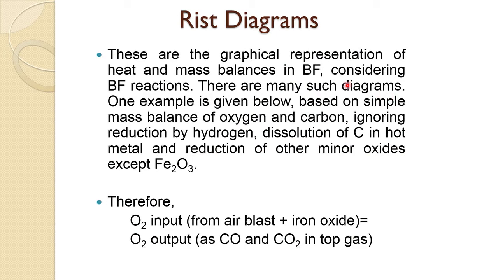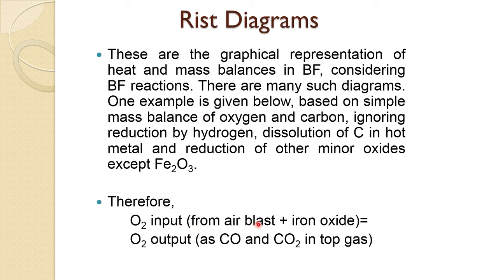And there are many such diagrams. So, one simple example is given below, which is based on the mass balance of oxygen and carbon, ignoring reduction by hydrogen, dissolution of carbon in hot metal, and reduction of other minor oxides except hematite. So, you can include these, you can make it more complex, you can include other reactions, similarly heat balance, and you can then make the diagram more complex and more realistic. But how does it work? That is what is shown here in a simple way.